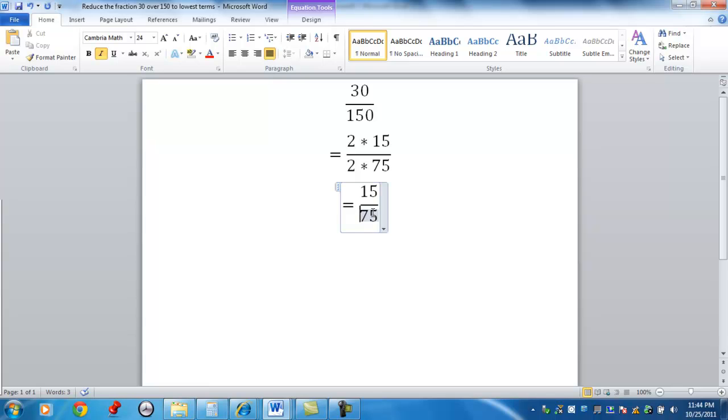Now a number is divisible by 3 if you add the digits together. So if you notice 15, 1 plus 5 is 6, 6 is divisible by 3. 75 is divisible by 3 because 7 plus 5 is 12. 12 divided by 3 is 4. So it's a quick little check that you can say, alright, is this number divisible by 3? And if they both are, then we can then rewrite the fraction as 3 times 5 and 3 times 25.